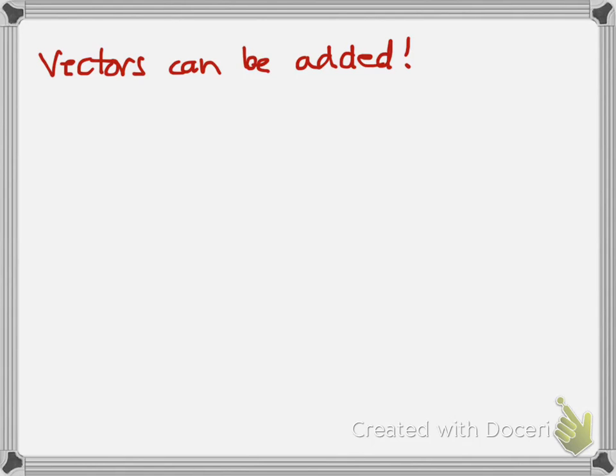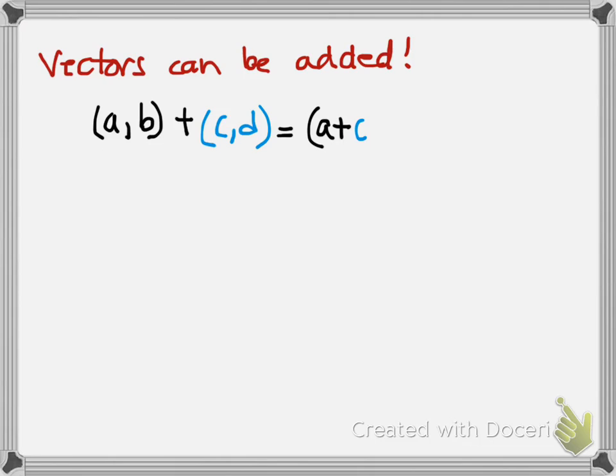Last thing about vectors is you can actually add them. Vectors can be added. So what does that look like? Let's say one vector is AB, and we want to add that to another vector, let's call it CD. So when we add, we're going to add A and its corresponding value C, and we're going to add B and its corresponding value D. And that's that. Okay?